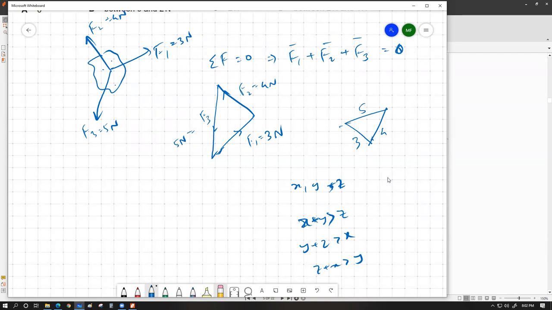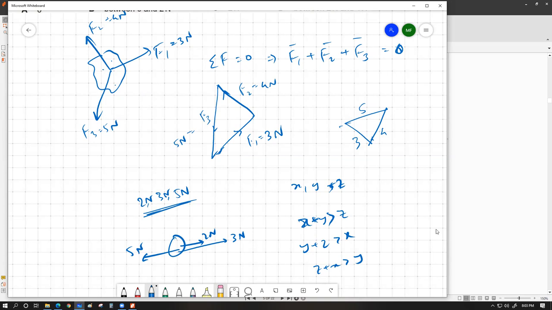Let me give an example. If you have three lengths, let's say 2, 3, and 5, you cannot make a triangle out of this. But if these three were forces, 2 newton, 3 newton, 5 newton, the resultant of these three forces could be zero. How? Let's say you apply 2 newton in this direction, 3 newton in the same direction, and 5 newton exactly in the opposite direction. You could possibly get zero force.